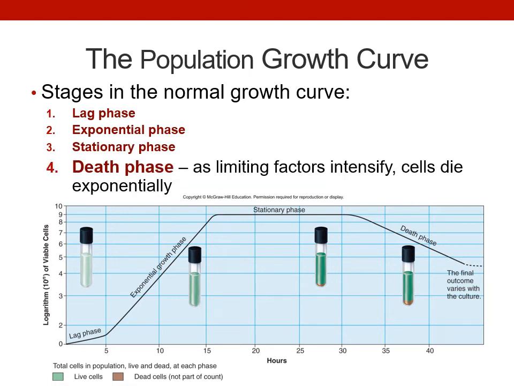The final phase is the death phase. It is also an exponential phase because more cells are dying than dividing, and this is due to the further buildup of waste products and the lack of nutrients. You can also see that there is even more brown at the bottom of the tube.